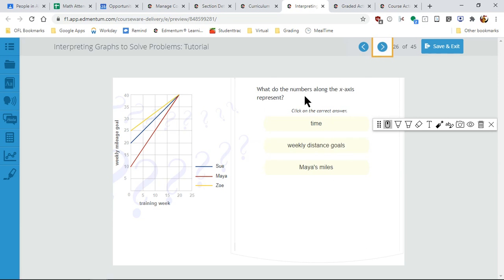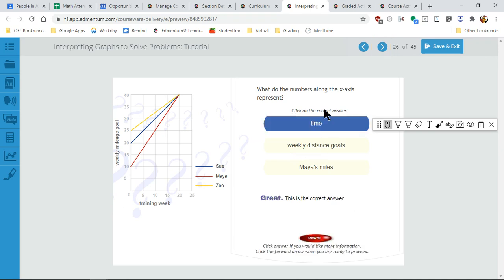So now, what do the numbers along the x-axis represent? So we're going to look here, x-axis. Oh, that means how many weeks we're training. So it's going to be time. It's not our goals because the training goal would involve the mileage and the week. So it's the amount of time that's passing by. So this one, I would almost think that's it, but it's not. We're actually talking about time here. So it's tricking you by putting the word weekly in there, but it just represents time.